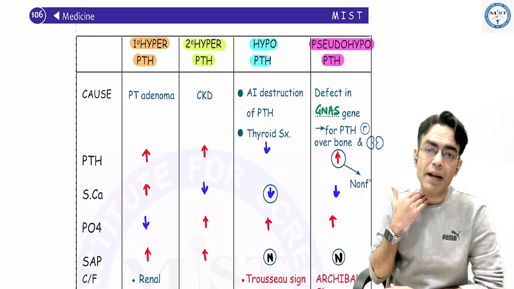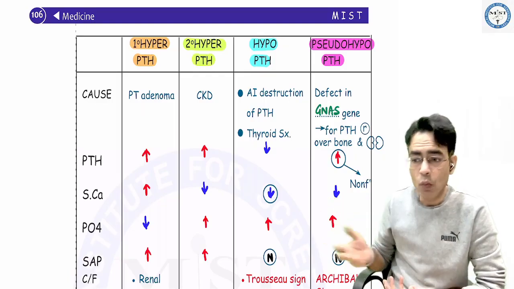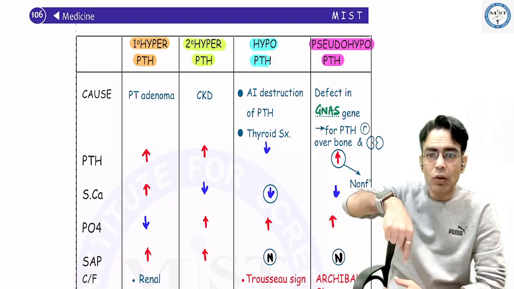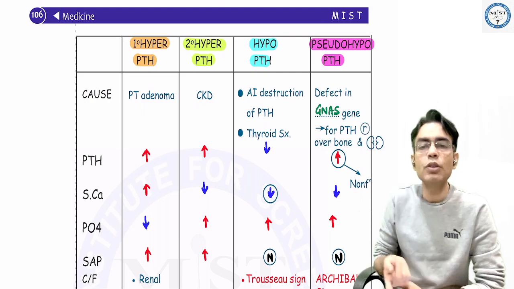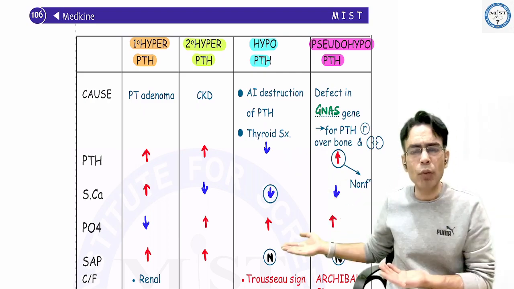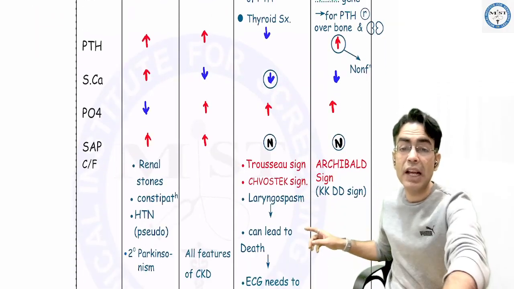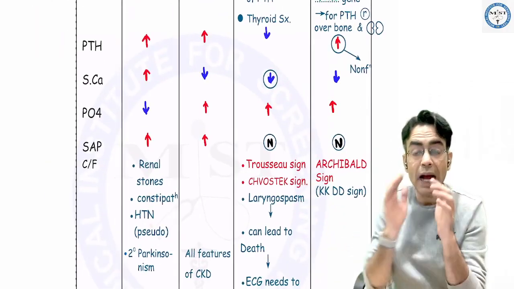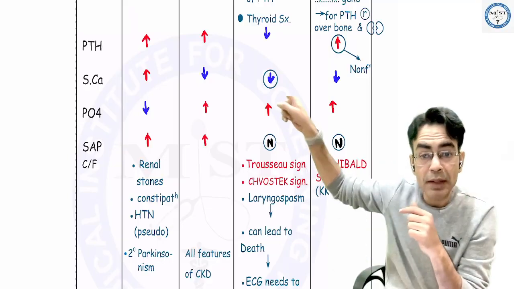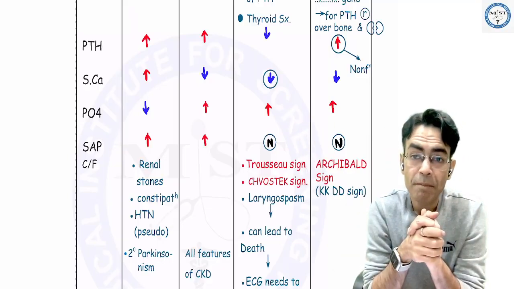Hypoparathyroidism is when the parathyroid gland is destroyed, by autoimmune destruction, or maybe due to thyroid surgeries. When you do not have the parathyroid gland, PTH is low, calcium is low, phosphate is high. PTH is low, no bone eating, so bone formation is normal. You see Trousseau sign and you see Chvostek sign, and you have to remember that hypocalcemia, which is happening in this patient, is a major problem in comparison to hypercalcemia.